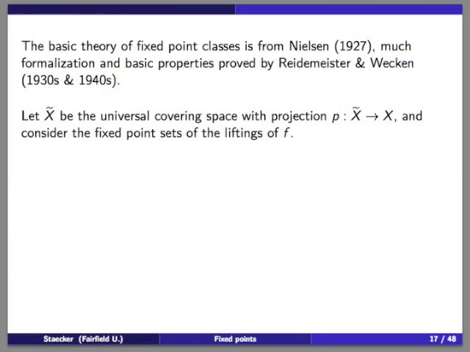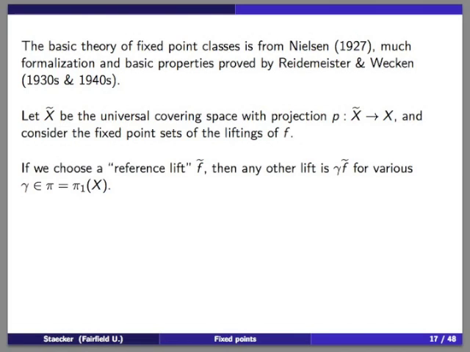So here's the idea behind the fixed point classes. We're going to look at the universal covering space, and p is the projection. We're going to consider the fixed point sets of the liftings of f. So f has certain fixed points, and when you consider the lifts of f, they also have fixed point sets. We're going to choose a specific reference lift called f tilde, and then all the other lifts look like some covering transformation times the chosen reference lift.